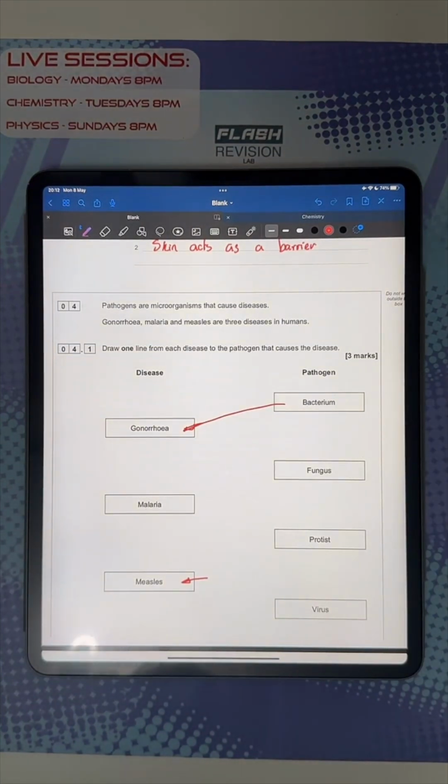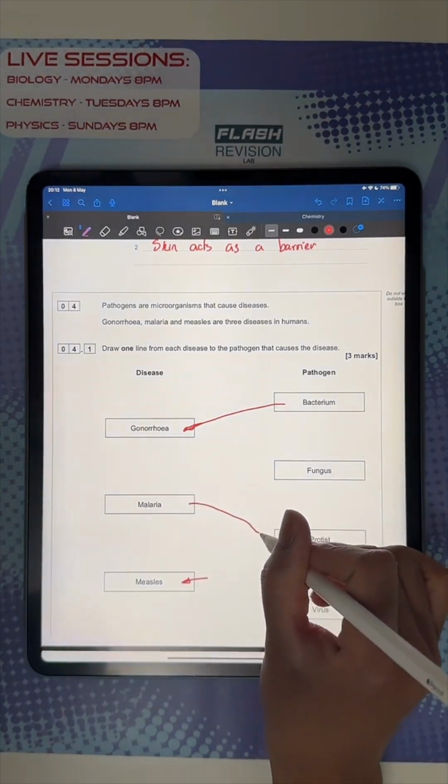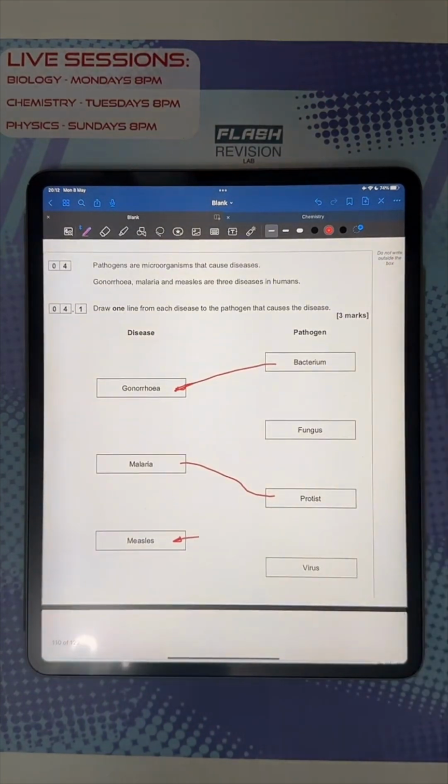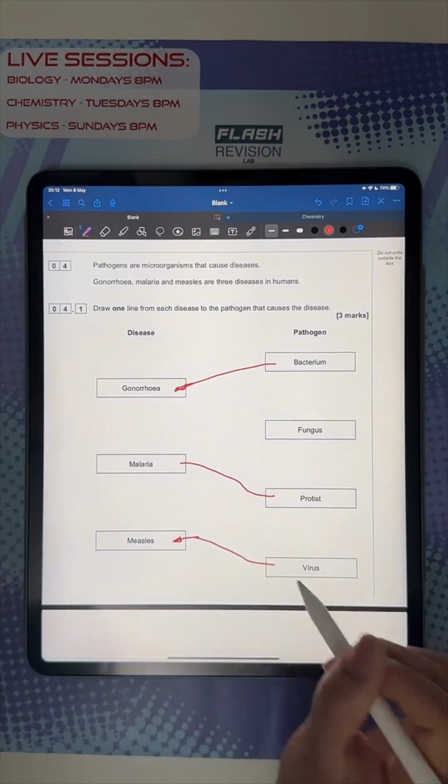Malaria, like I said, this is for everyone. Malaria is not a bacteria. It's a protist. People get confused with malaria. Sometimes they say bacteria, sometimes they say it's a virus. It's a protist. And then finally we have measles. What's measles? Measles is a virus. Well done.